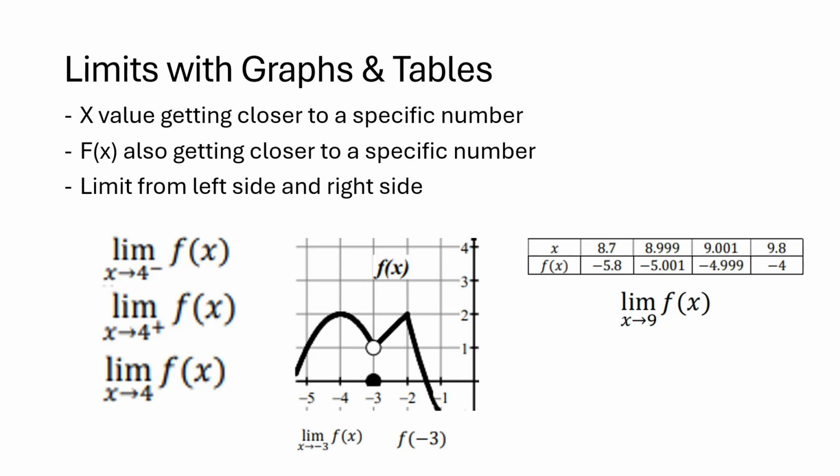And then finally we have a table where we have a bunch of different numbers. So we can see that on the x row, it's getting closer to 9 because it goes from 8.7 to 8.9 and then 9.8 to 9. Now the output would be negative 5 because it goes from negative 5.8 to negative 5.001 and negative 4 and negative 4.999. So from that we can tell that the answer would be negative 5. Now we don't know that it could be negative 5, but we just know it's approaching negative 5.